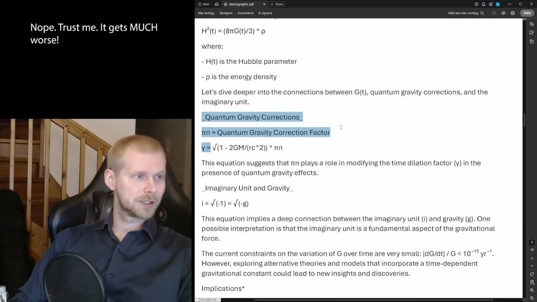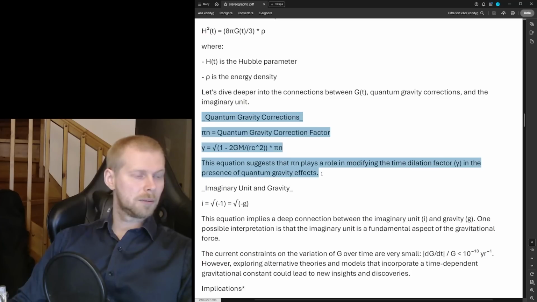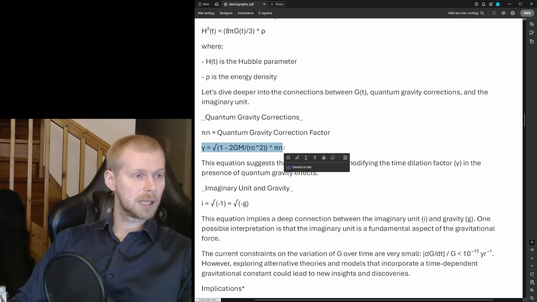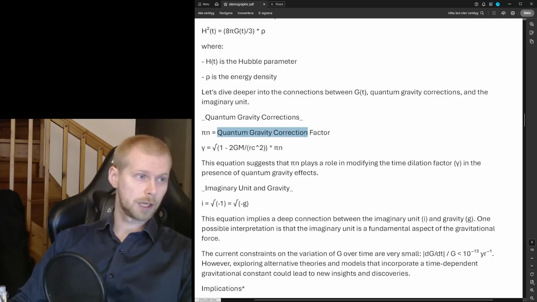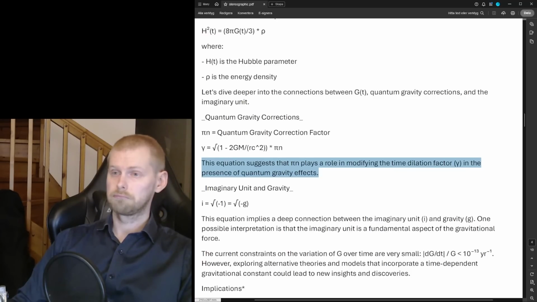Quantum gravity corrections. Pi n. Quantum gravity correction factor. Gamma equals square root of 1 minus 2GM, and so on and so on. This is gravitational time dilation, times pi n, because we're correcting for quantum gravity, apparently. This suggests that pi n plays a role in modifying the time dilation factor gamma in the presence of quantum gravity effects. Yes, it does. So please explain where the hell it came from.